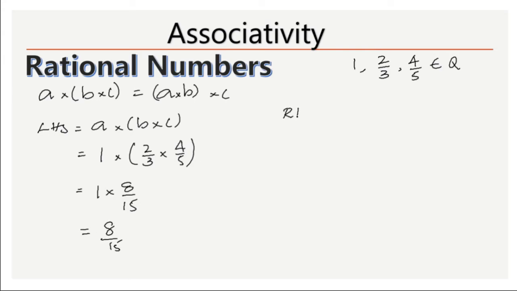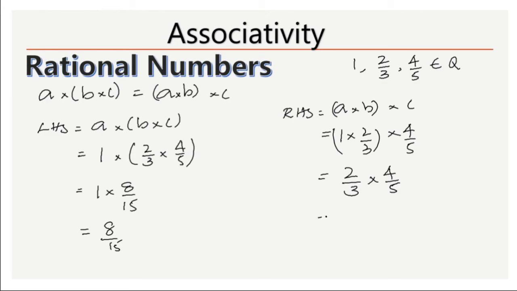Let's take up the right hand side. In the right hand side we have a into b to be multiplied to c. So 1 into 2 by 3 to be multiplied to 4 by 5. The product is 2 by 3 into 4 by 5. We have learned the multiplication as multiplying the numerators to numerator, denominator to the denominator. I get 8 by 15. Hence left hand side and right hand side, they are equal. Hence the associative property of rational numbers under multiplication is verified.